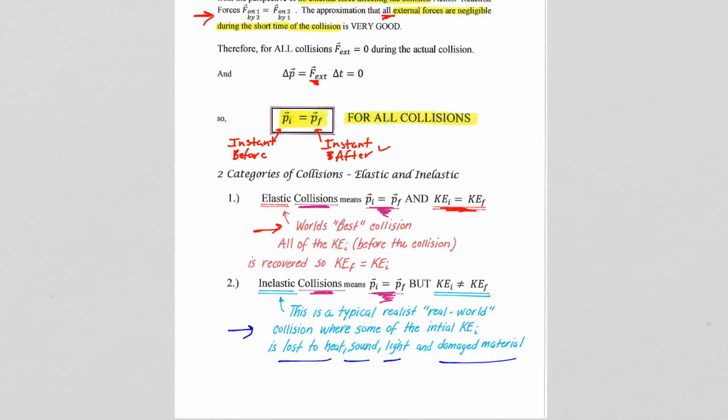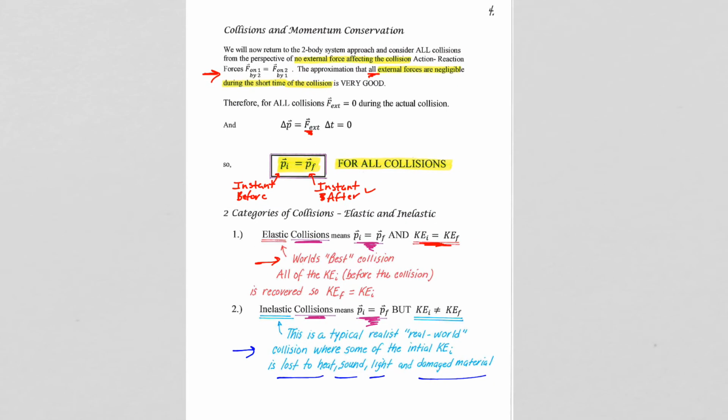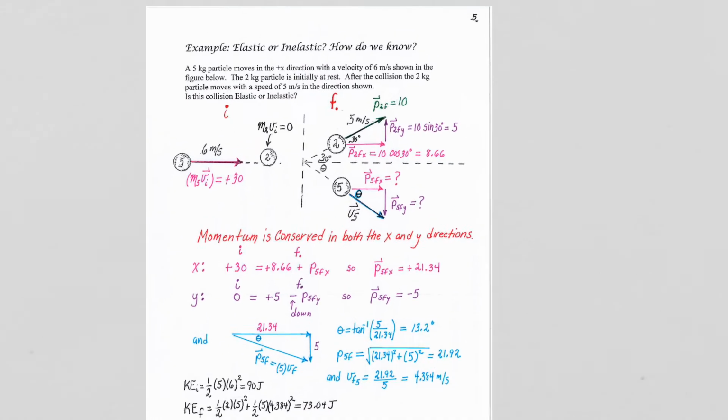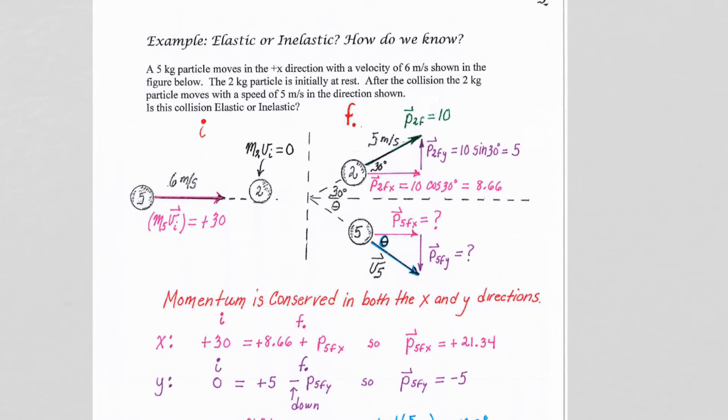I think the best way to understand what we're going to be doing with collisions and elastic and inelastic calculations will be to do an actual calculation. So here we have an example problem where, what if we're not told whether it's an elastic or inelastic collision? How do we know? Well, you don't initially. What you have to do is calculate the initial kinetic energy, the final kinetic energy, and see whether they equal each other. In this problem, we have two particles, a 5 kilogram particle and a 2 kilogram particle that will be part of the collision.